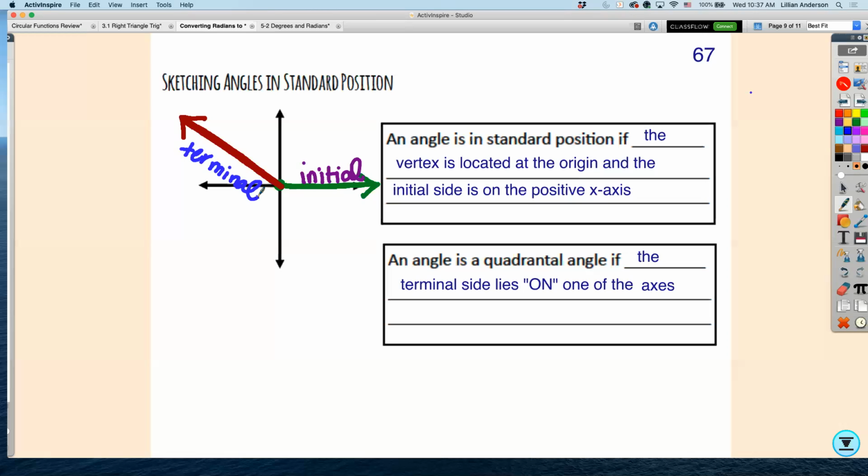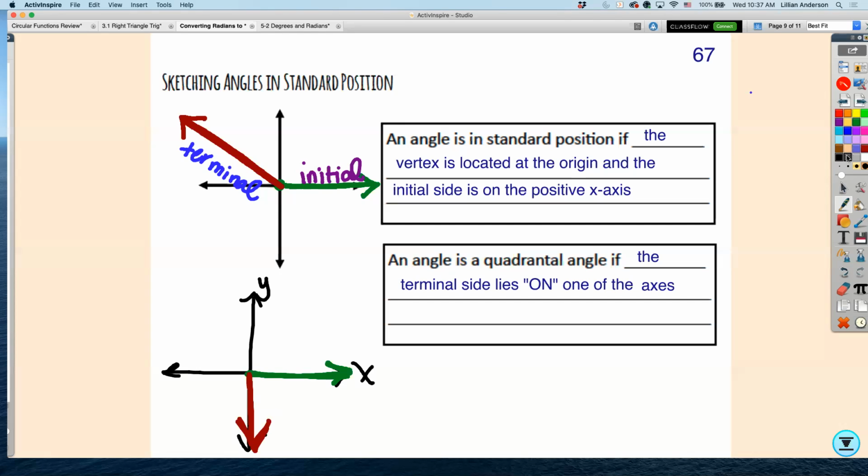An angle is a quadrantal angle. We talked about this before midterms, but an angle is a quadrantal angle if the terminal side lies on one of the axes. So if you have another XY plane, again, your initial side is on the positive x-axis always. But then your terminal side is going to actually be on one of the axes. Like this, like so. That's a quadrantal angle.